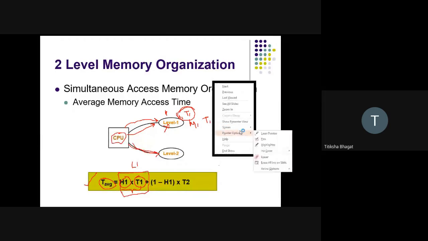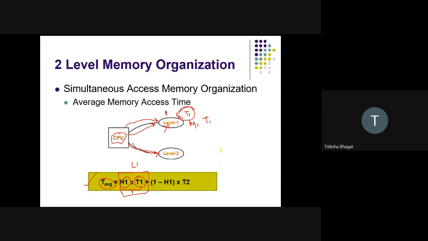Or the penalty, you can say. So here 1 minus H1. Why am I writing 1 minus H1? This 1 minus H1 is actually the miss ratio or the miss rate. Miss rate means, let's say I am having the probability of 1.